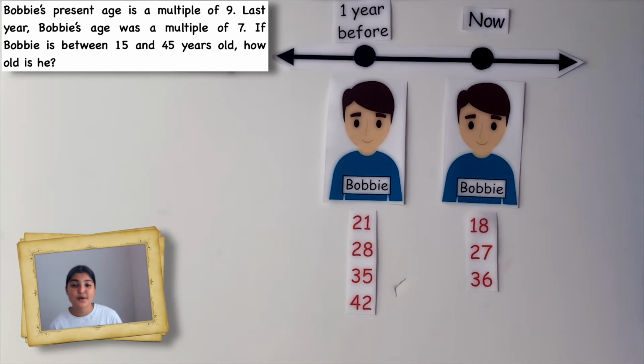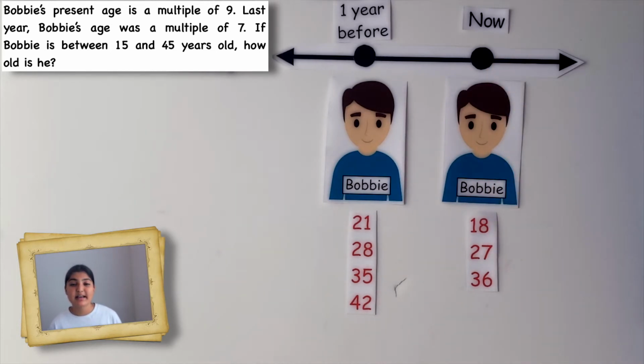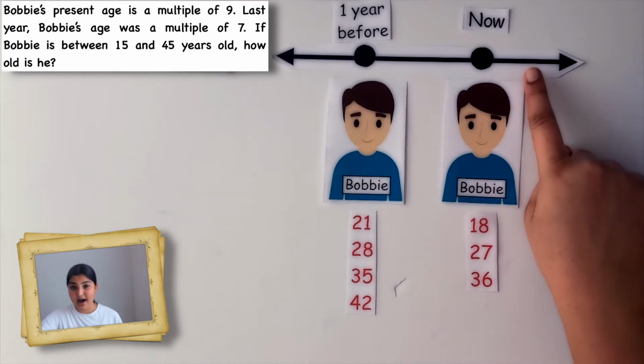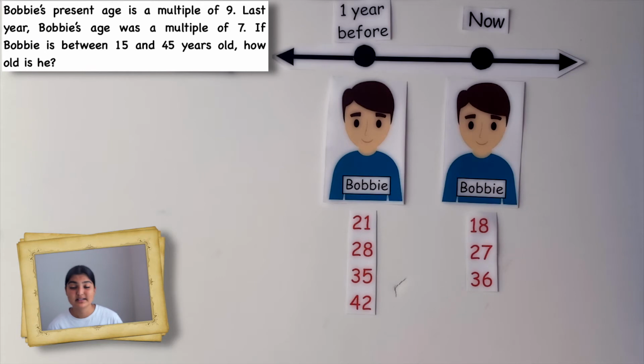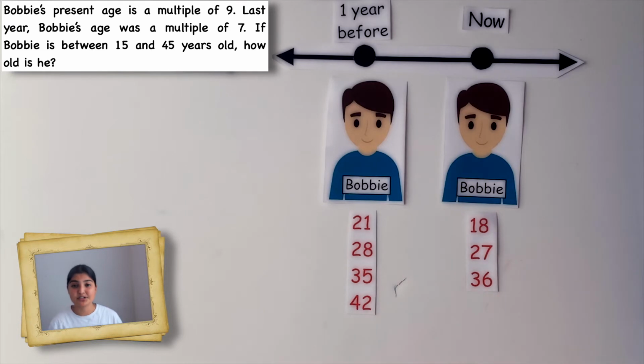Now, we are asked to find Bobbie's age now. But how can we do that? Well, Bobbie's age 1 year before should be 1 less than his age now. So, to find his age 1 year before, we can subtract 1 from each of these options. Let's do that.